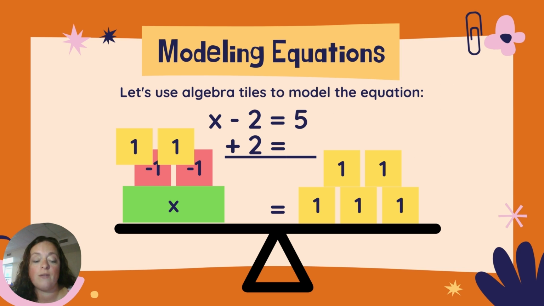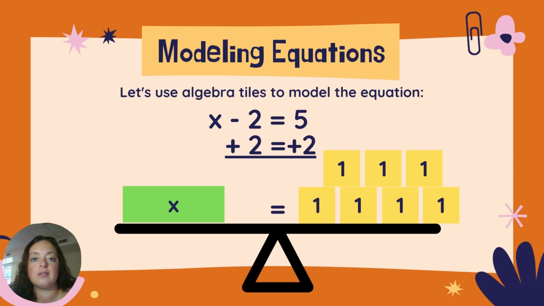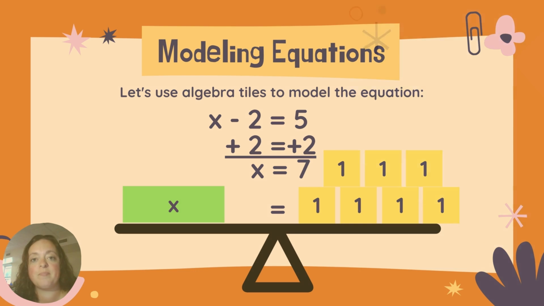It's a 0 pair. So if I add 2 to the left side, then I have to add 2 tiles to the right side also. Remember, we have to keep the balance level. Since the 2 positive tiles we added to the red tiles basically made them 0, we could remove them. And to show this in writing, you have the +2 equals +2, adding 2 to both sides of the equation. Then we end up with x on the left and equals 7 on the right. So the solution to x minus 2 equals 5 is x equals 7.